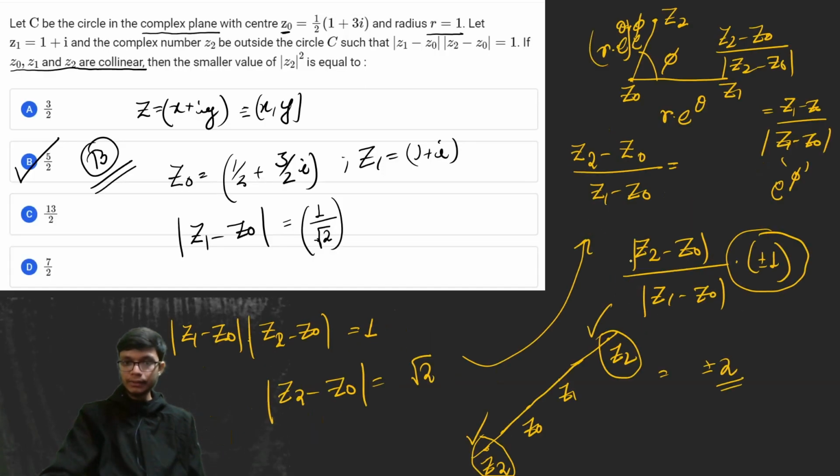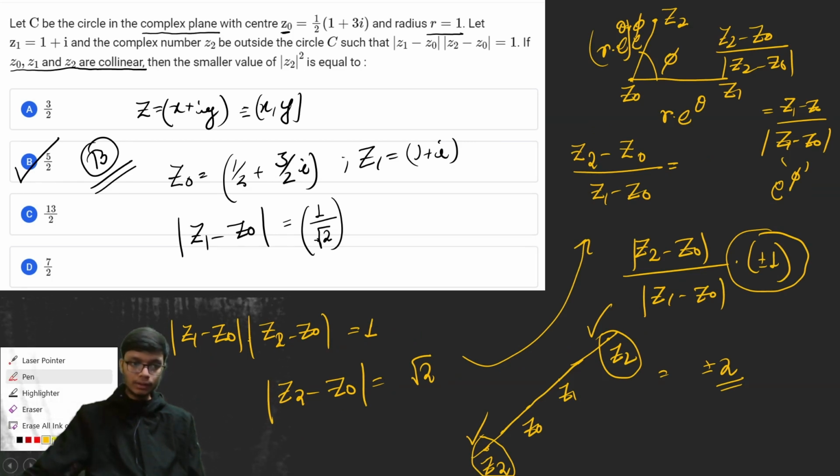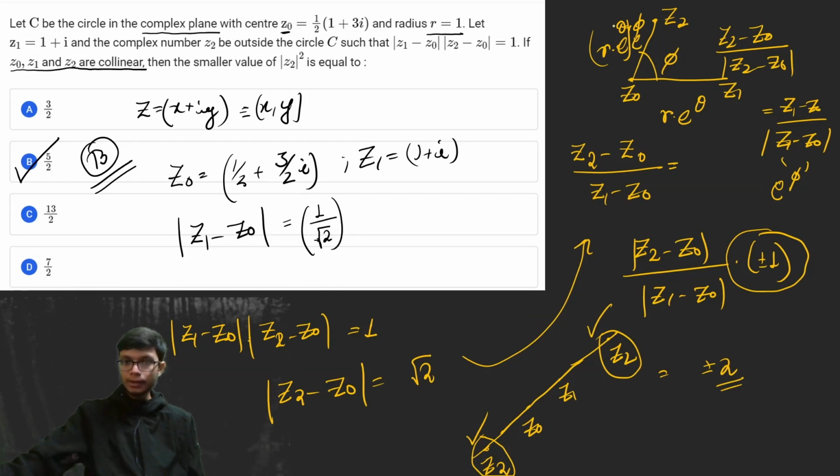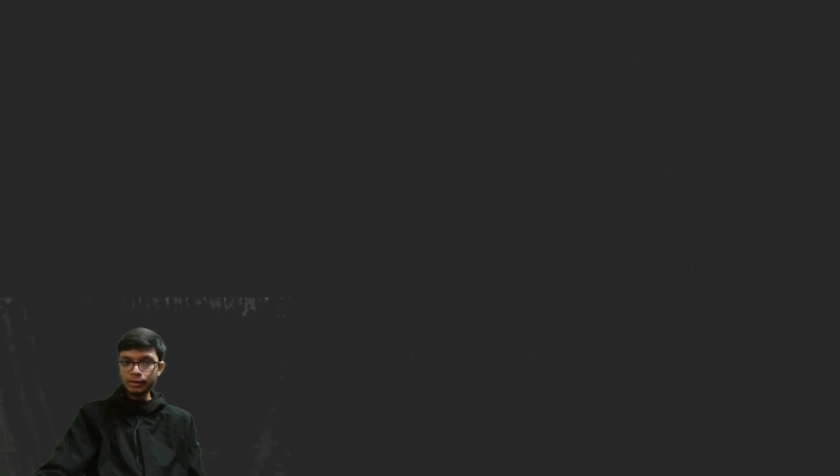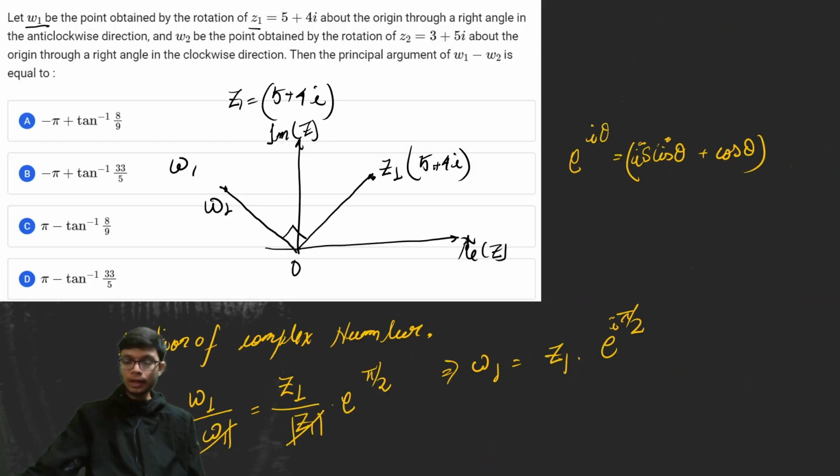That is a mistake I made: whenever you multiply, you just need to multiply with e to the power iota theta. I forgot to write the iota, so don't get me wrong. The angle by which you rotate is e to the power iota pi by 2, and if you put theta equal to pi by 2, you will get the cosine value as 0 and the sine term as 1.